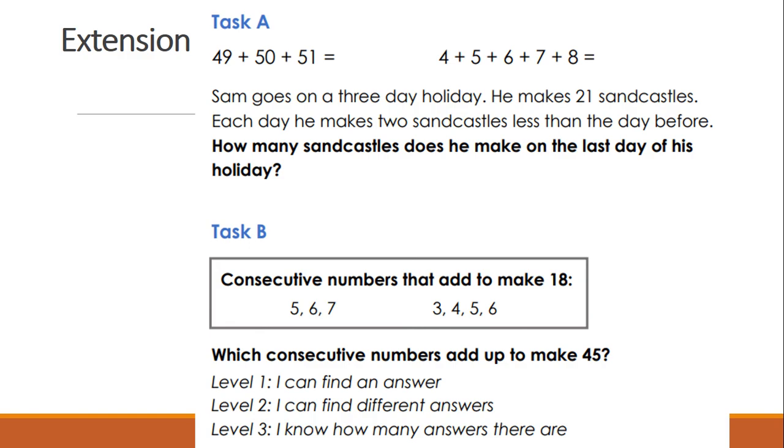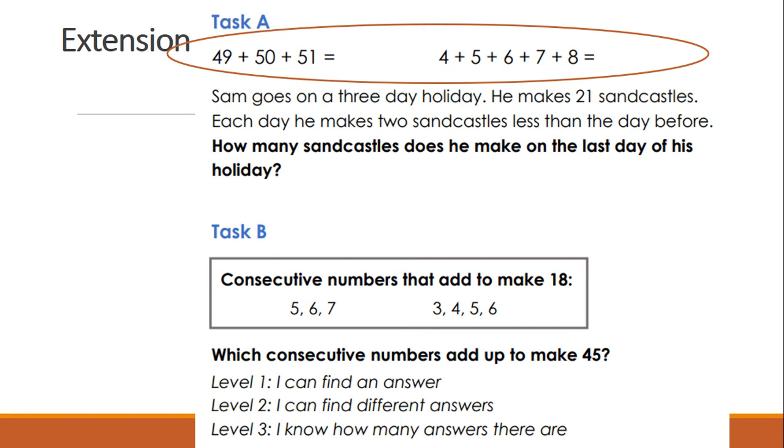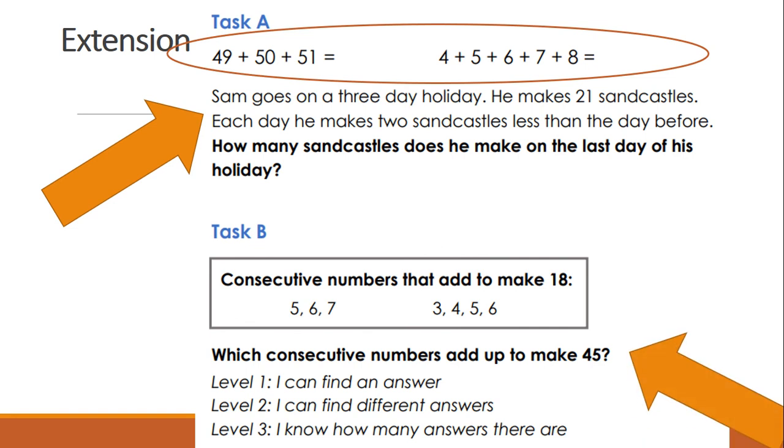Finally, we've got some extension tasks. Task A is simply to add these numbers as quickly as you can, not using anything like the column method or even your fingers, but looking at the pattern that we found earlier on should help you to work this out with no trouble at all. And then we've got the word problem, which I'm not going to read. I expect you to read that for yourself. So again, pause the video, work it out, and then you can move on to task B, which is slightly more open-ended.